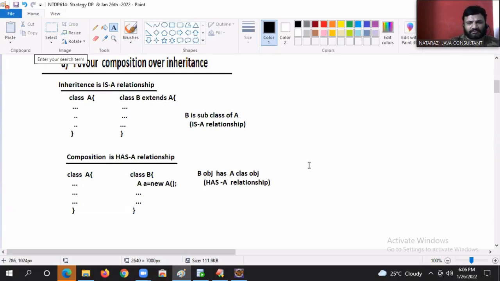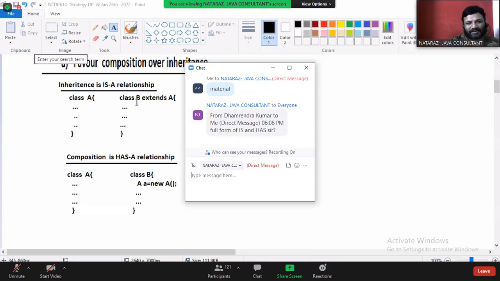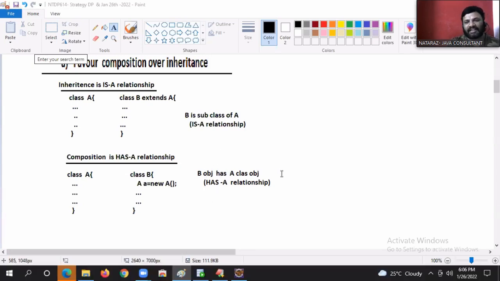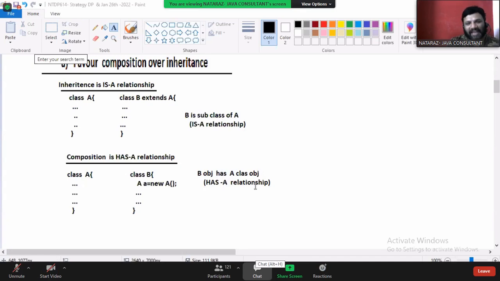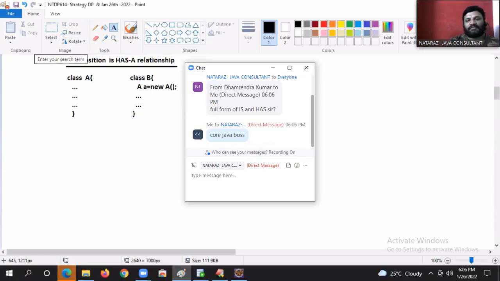Sir, there is no full form, right? After telling this much explanation also, he's asking if there is a full form. Is-a relationship: B is a subclass of A. Has-a relationship: B object has an A object. That's why it is called a has-a relationship.